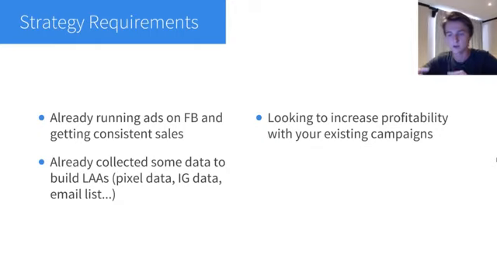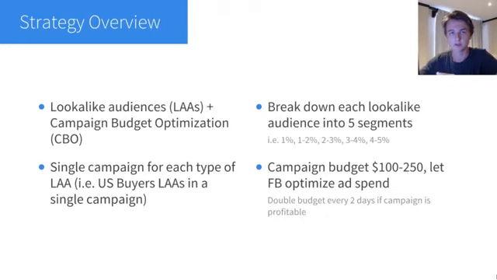Another requirement is that you already have some data to work with and to build lookalike audiences from. So pixel data, Instagram data, an email list, whatever. This exact strategy I'm talking about uses lookalike audiences, so you're going to need to have data to work with. And the last requirement is that you're looking to increase your profitability within your existing campaigns. So if you meet all those requirements, then that's good, and you can start testing this strategy, and it should work well for you. So I'm going to give you guys a quick overview of the strategy, and then I'm going to show you how I would actually implement this in practice.